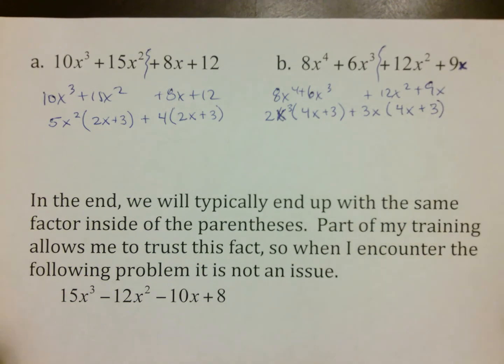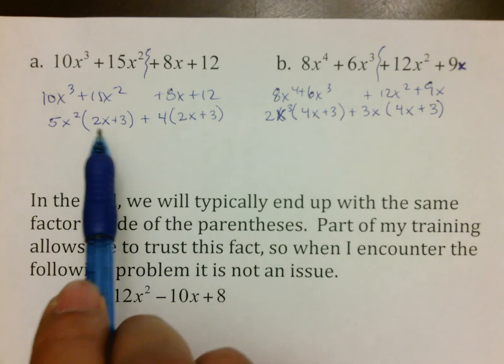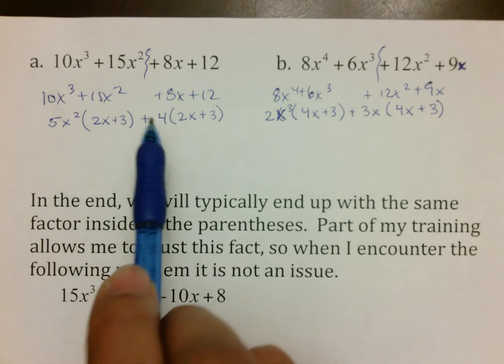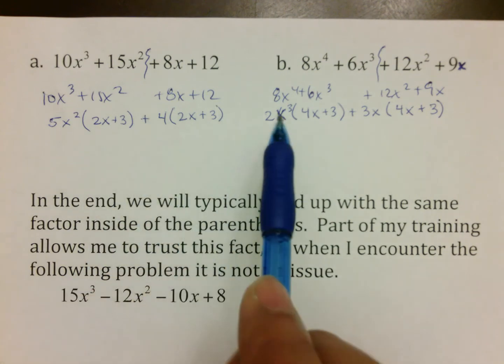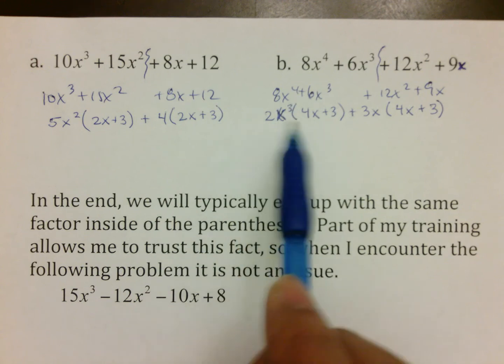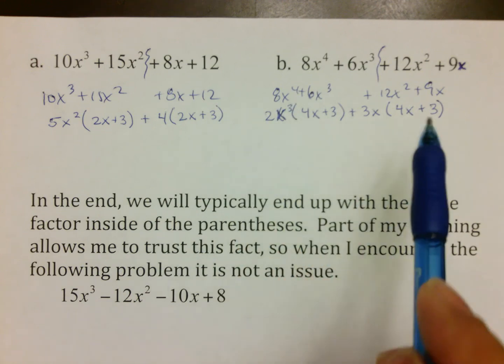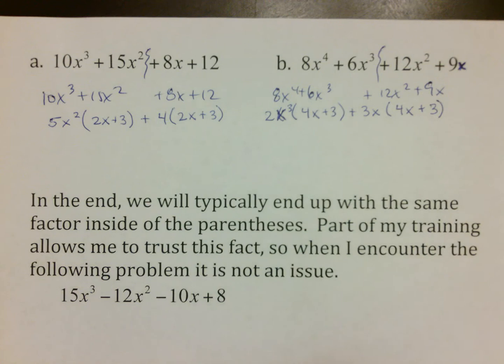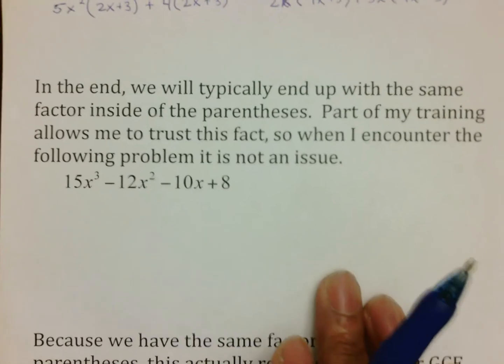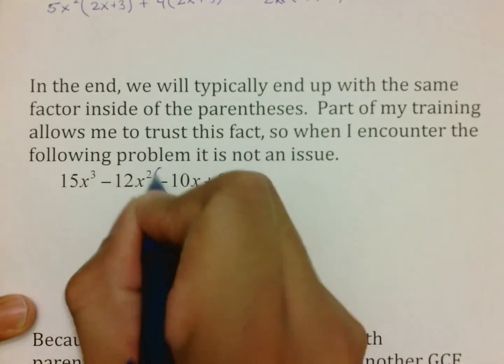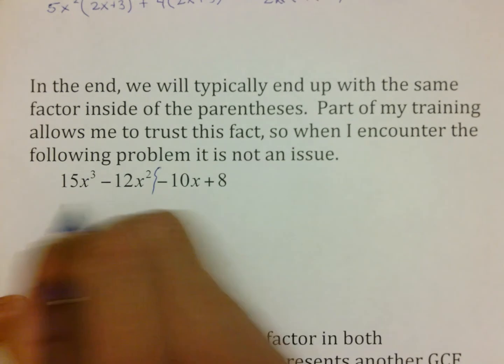It's gone. Now you might notice, whenever you can factor, we end up with the same thing on the inside. And part of my training allows me to trust this fact because I've done it enough. You will eventually learn to trust that whenever you factor and get 2x plus 3 here, as long as you do your job, you're going to end up with 2x plus 3 here. You will learn to trust that whenever you do your job and get 4x plus 3 in this parentheses, you're probably going to get 4x plus 3 in that parentheses. The reason you need to trust that is because there are problems like this, to where when you go to work it out, it'll make you think a little bit.